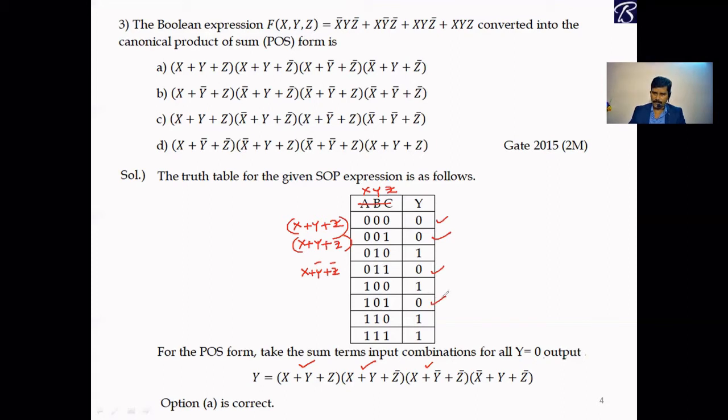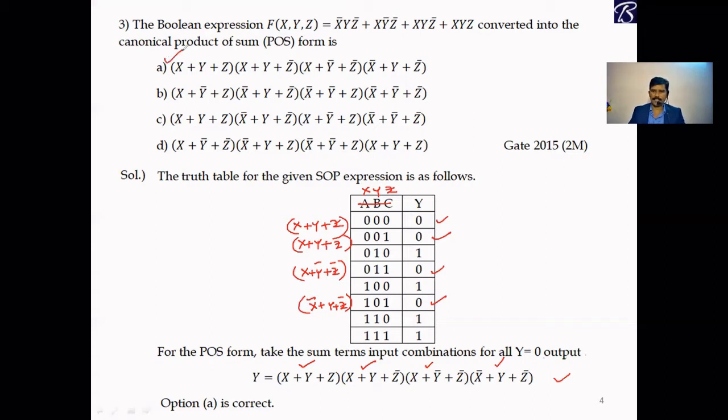And the last 0, what is the sum term here? 1 0 1. That means X bar plus Y plus Z bar. So this is the last term, X bar plus Y plus Z bar. So option A is correct here.